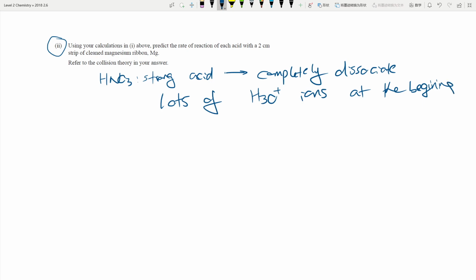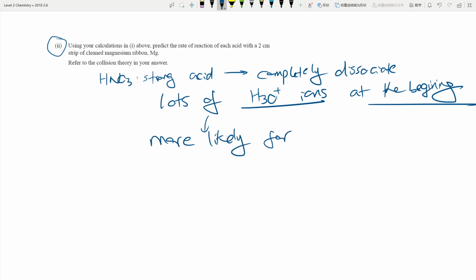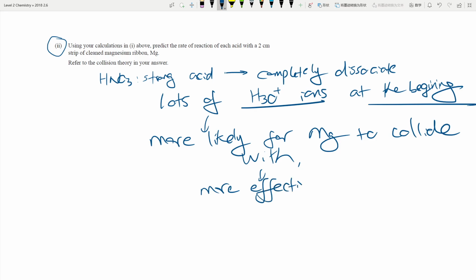Okay, at the beginning of the reaction, to go with the rates of reaction stuff that we did, because there are lots of H3O+ ions readily available at the beginning, this means Mg is more likely to collide with them, and that means you have more effective collisions per unit time, essentially. More effective collisions per unit time. So this just goes back all the way to question 1.